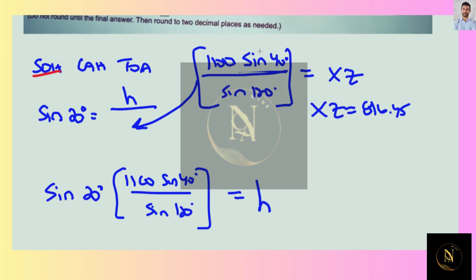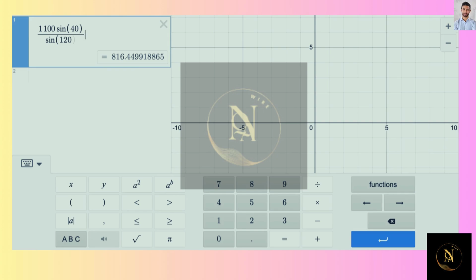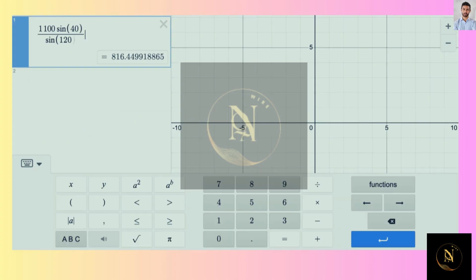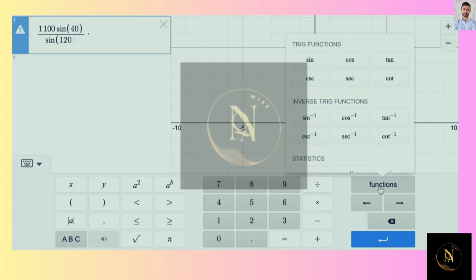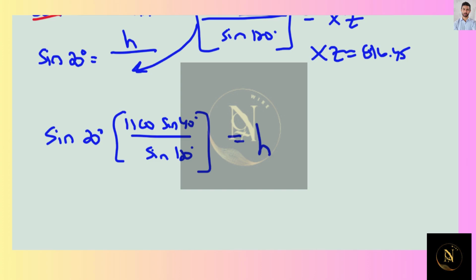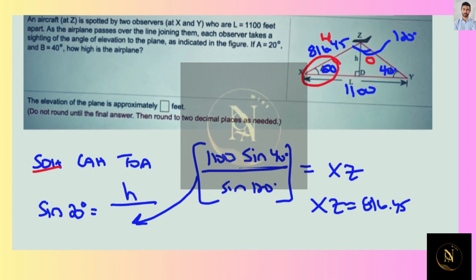Again, because this quantity that's in the denominator just multiplies to the other side anyway, which I've already got stored in the calculator, I just need to take that 1100 sine 40 over sine 120 and multiply it by another sine 20. That's 279.24.